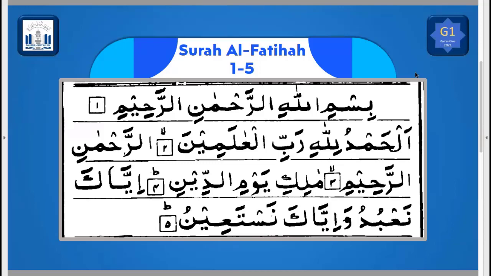Let's start with the tasmiyah. A'udhu billahi minash shaitanir rajim. Bismillahir rahmanir rahim. A'udhu billahi minash shaitanir rajim. Bismillahir rahmanir rahim. Very nice. So Bismillahir rahmanir rahim is the first verse, which you have recited already. We will be starting with the second verse. If you could follow me.